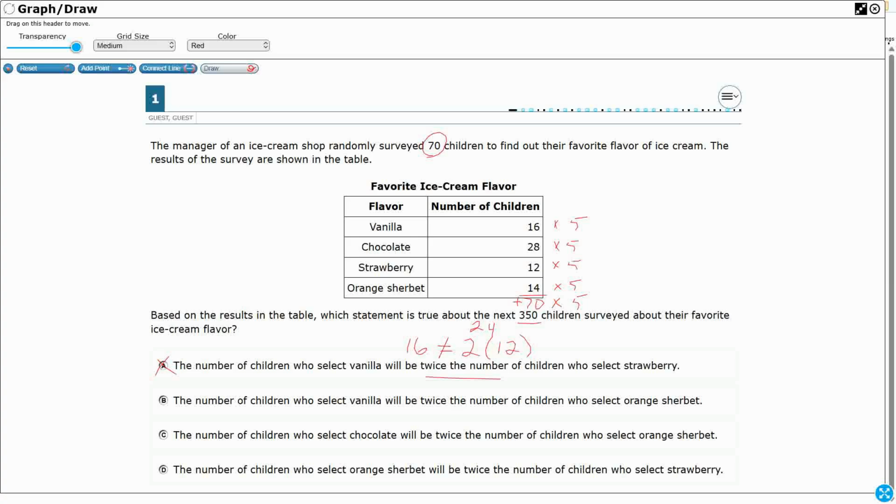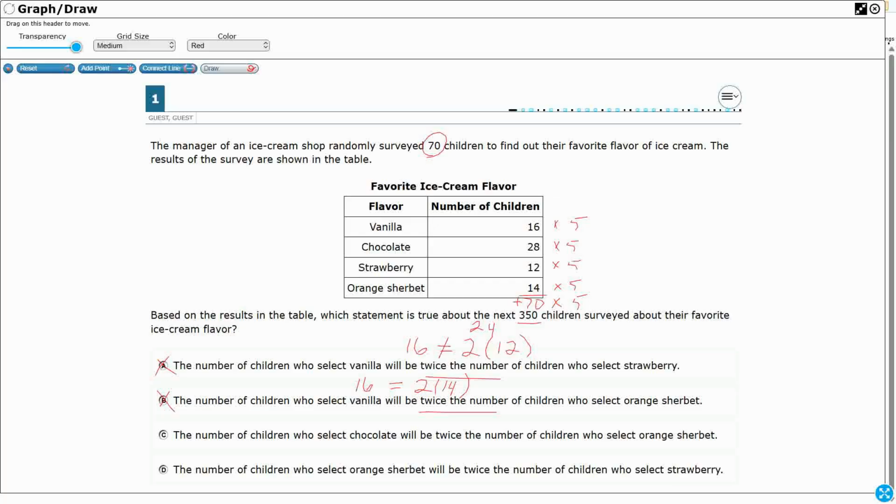B, the number of children who select vanilla, so 16 again, will be twice the number who select orange sherbet, 14. No, it's actually 2 plus 14 makes 16. But even then, a multiplicative relationship would hold if we multiply everything by 5 to get to 350. An additive relationship would not. Even if they did say 2 more, I would still say that's incorrect, because it's 2 more now, but they would get farther and farther apart. They wouldn't maintain that distance of 2. So that's not going to work for us either.